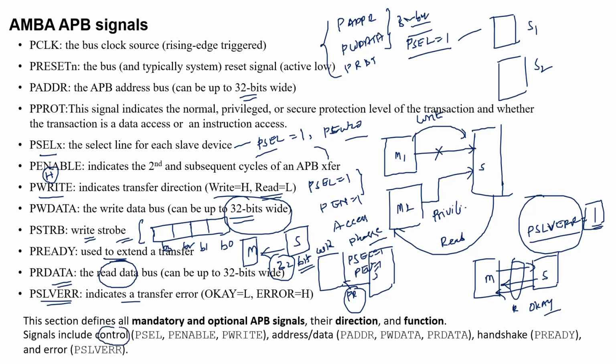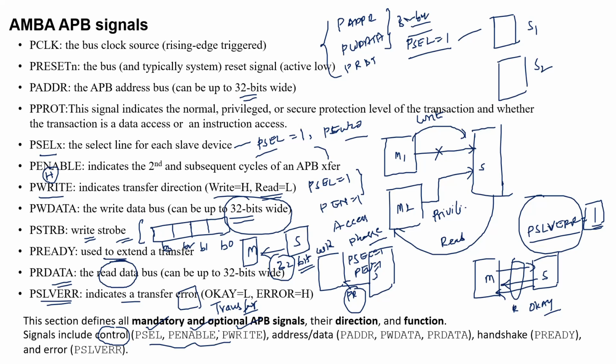So in these signals, we have different types of signals. Control signals are PSEL, PENABLE, and PWRITE. Based on the PSEL signal, which slave we want to communicate with depends on PSEL. And the PENABLE signal is used during the transfer phase or access phase. I need to transfer the data, so for that purpose I need to enable the slave. Then only I will communicate between the master and slave.